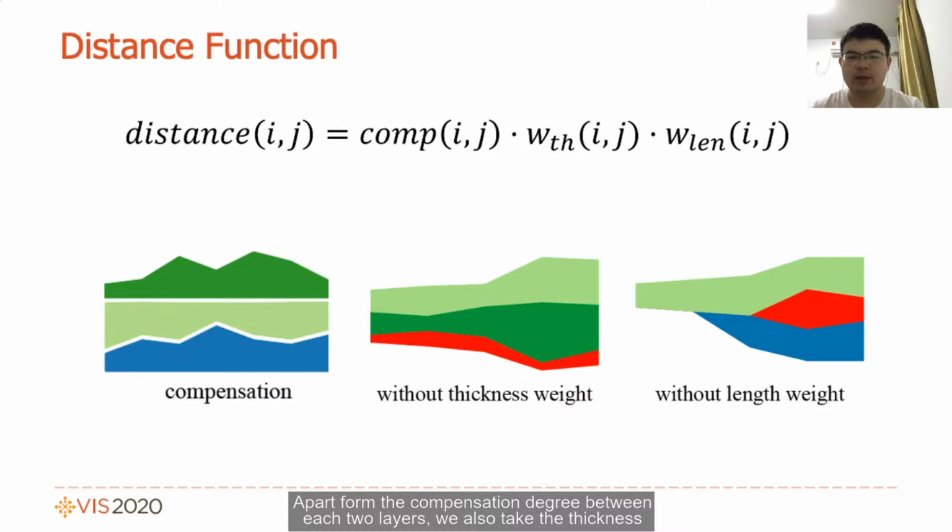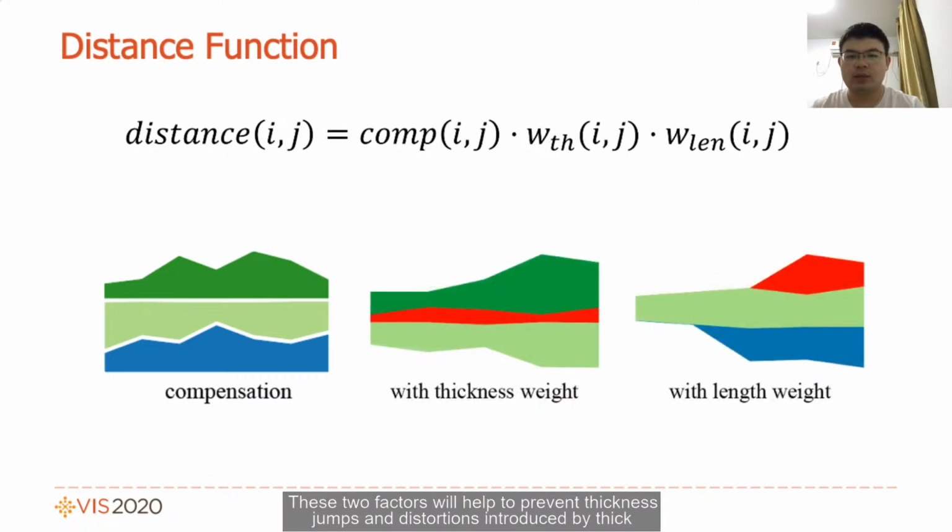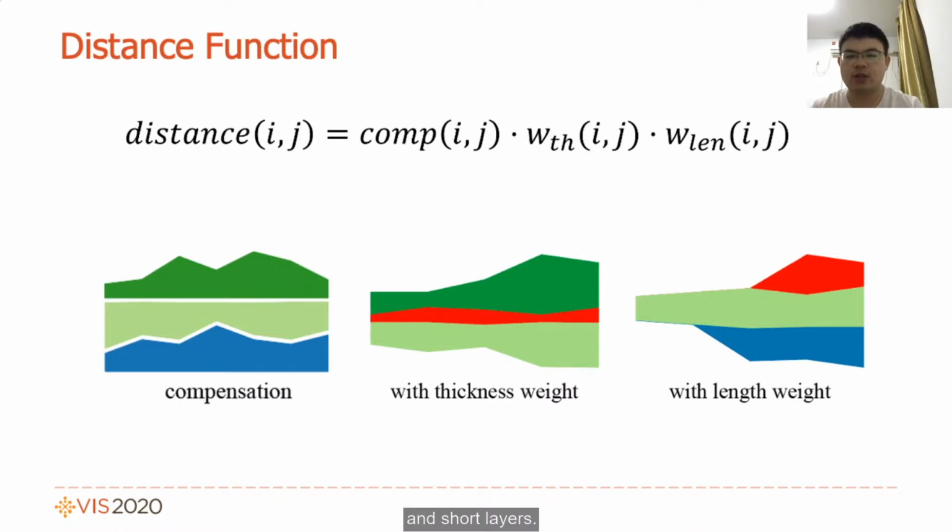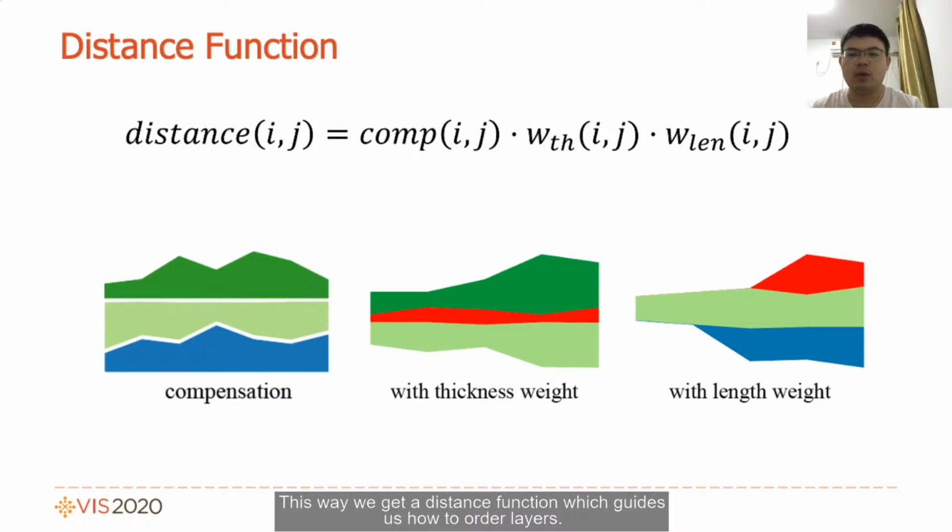Apart from the composition degree between each two layers, we also take the thickness and the length of layers into consideration, which are not reflected in the composition degree. These two factors will help to prevent thickness jumps and distortions introduced by thin and short layers. This way, we get a distance function, which guides us how to order layers.